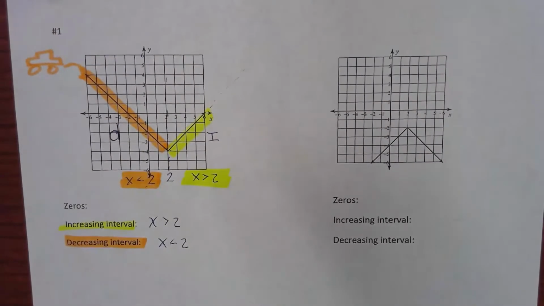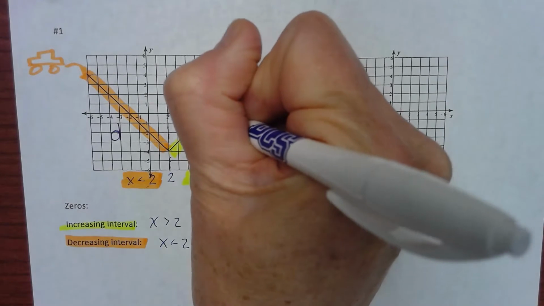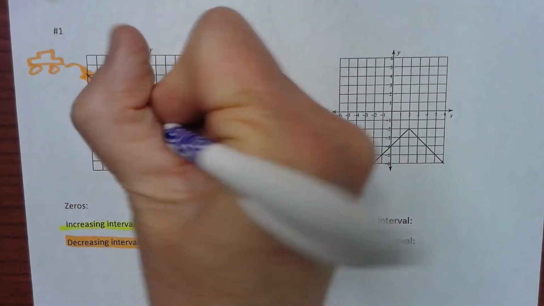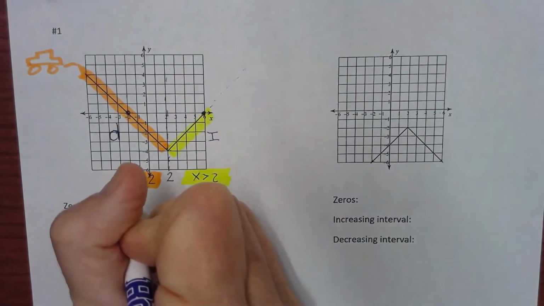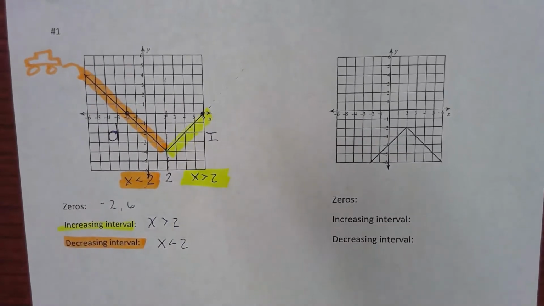And then just to review on zeros, the zeros are where the graph crosses the x-axis, and in this case it crosses in two places, at the -2 and the 6. And we do not want to put parentheses around these because it's not an ordered pair.